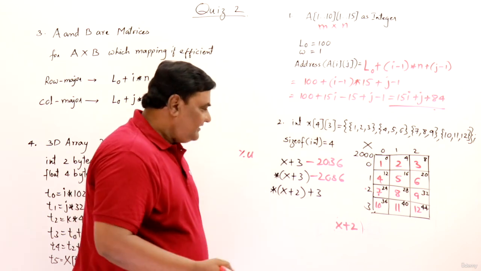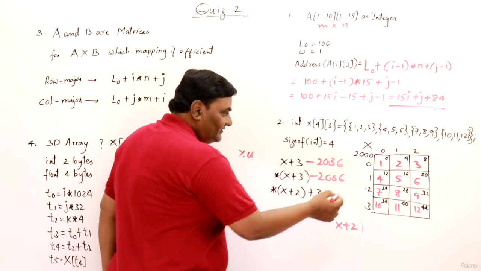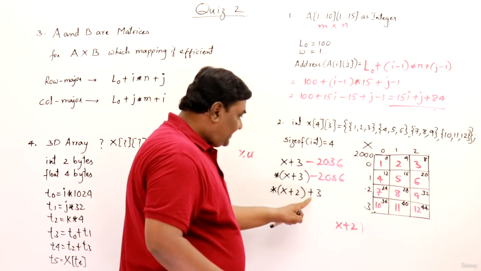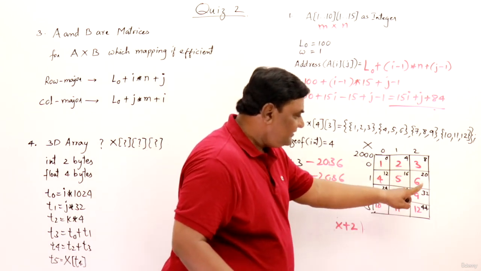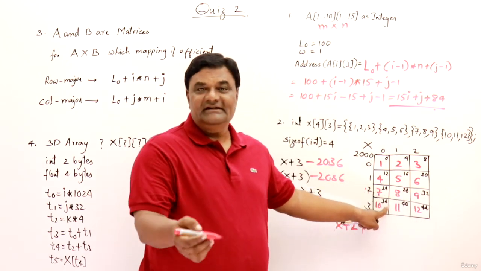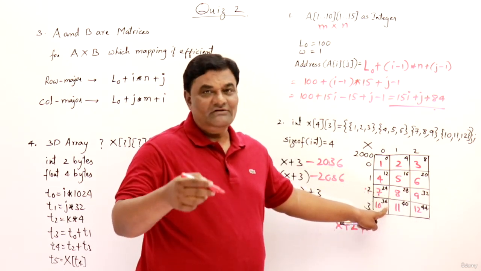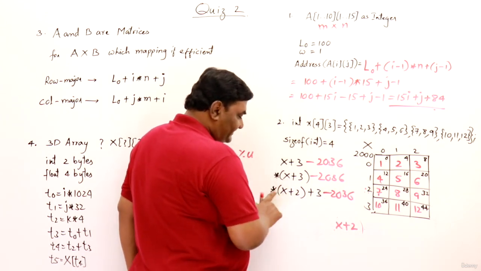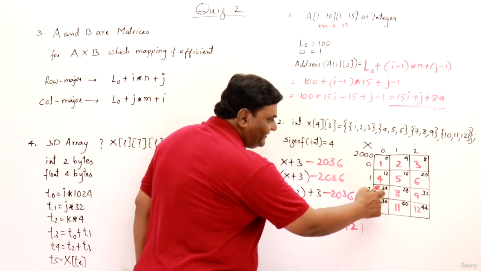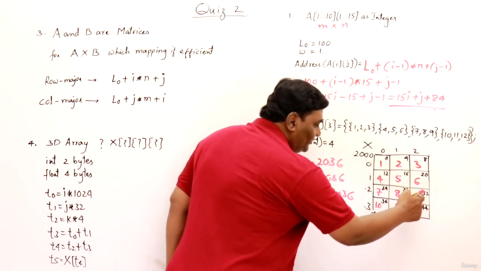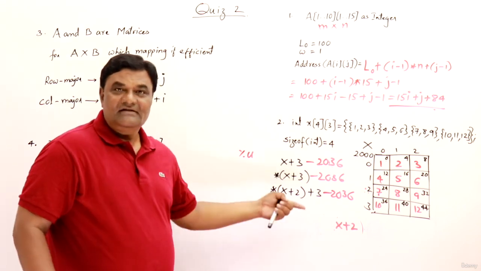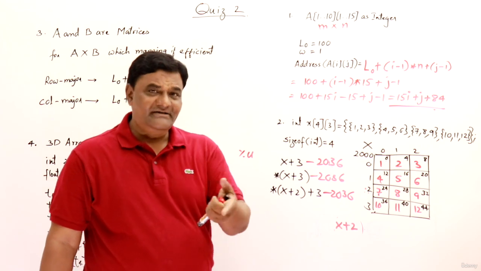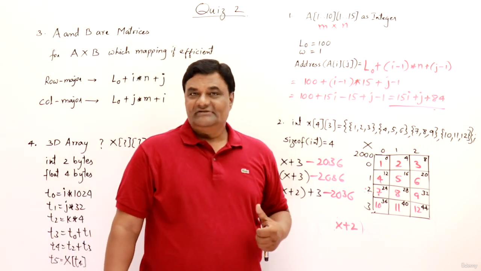Same thing. Now next, star x plus 2. So the beginning address of the second row means this one, 2024. Plus 3 means 1, 2, 3. It's again the same address, 2036. Then x plus 2 star means this address 2024, right? Then plus 3, 1, 2, 3. So 2036. That's it. So the answer is 2036, 2036 and 2036, 3 times it is given. So this is the answer for this question.